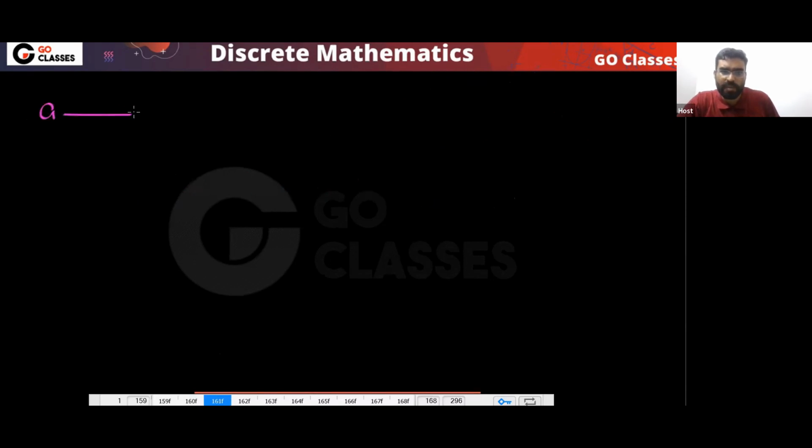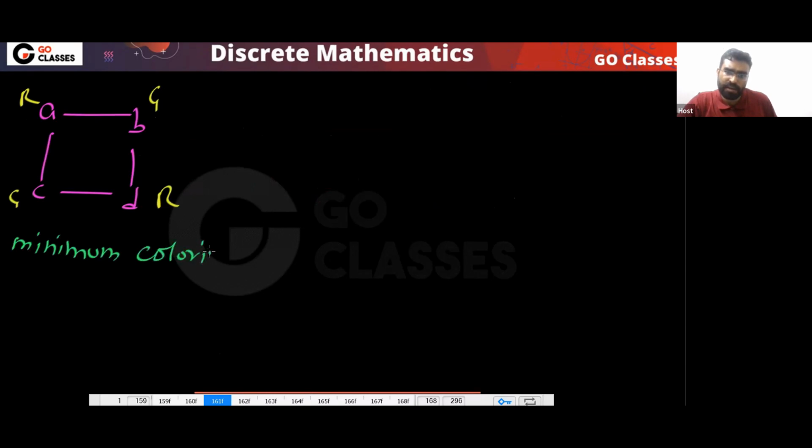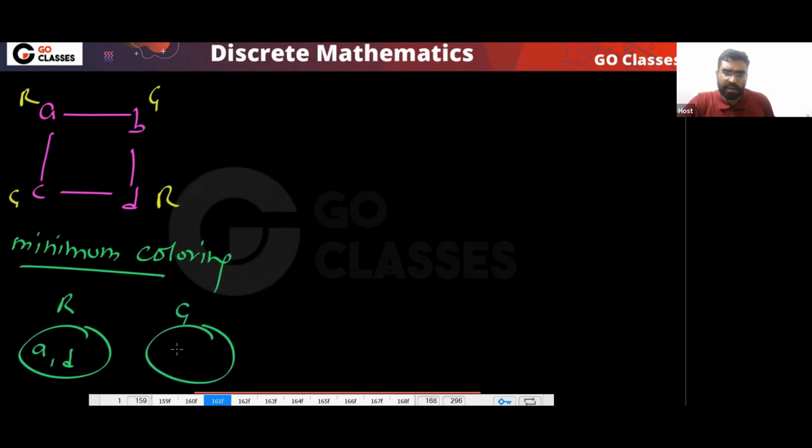See, if your coloring is minimum, A, B, C, D, like red and green, then here your coloring is minimum. This is a minimum coloring, correct? You can notice these are the red vertices, A, D, and these are the green vertices, B, C. Because this is the minimum coloring, there is at least one edge. This is an independent set. And there is at least one edge.